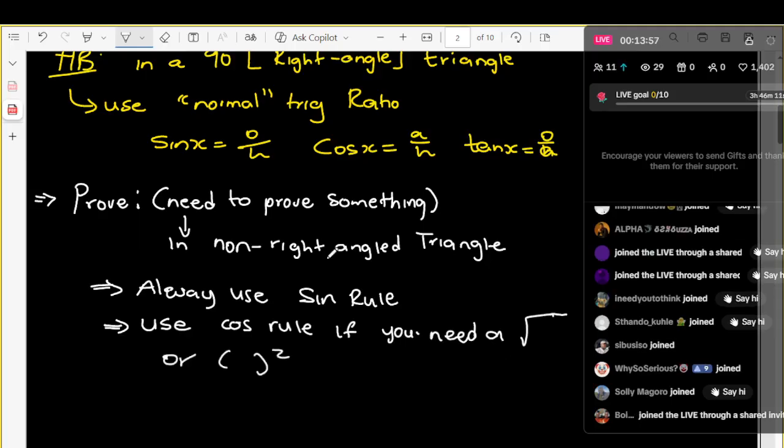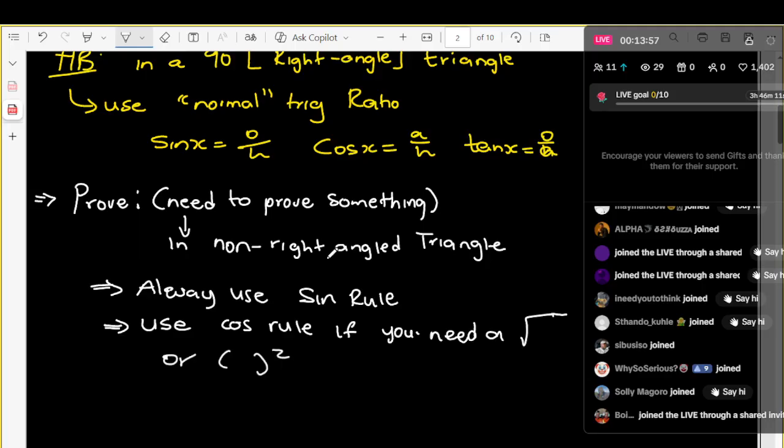Don't worry guys, we'll start working on examples now. As I've said, if you need to prove something in a non-right angle triangle, what do we use? We use the sine rule, and you can use the cos rule if you need a square root. So let's try to work on this now.